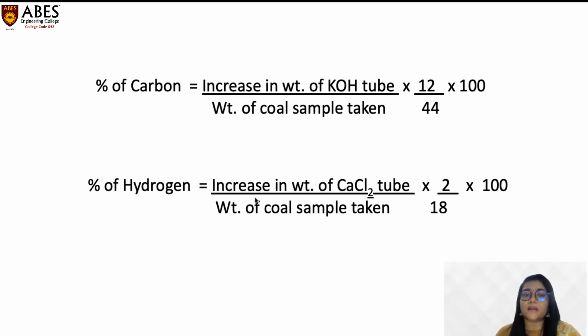Similarly for hydrogen, we take the increase in weight of the calcium chloride tube, that is X2 minus X1, into 2, the weight of hydrogen, upon 18, the weight of water, upon the weight of the sample, that is 1 gram, into 100. This is how we take out the carbon and hydrogen percentage. If the carbon percentage is beyond 80%, then the coal will be of premium quality.